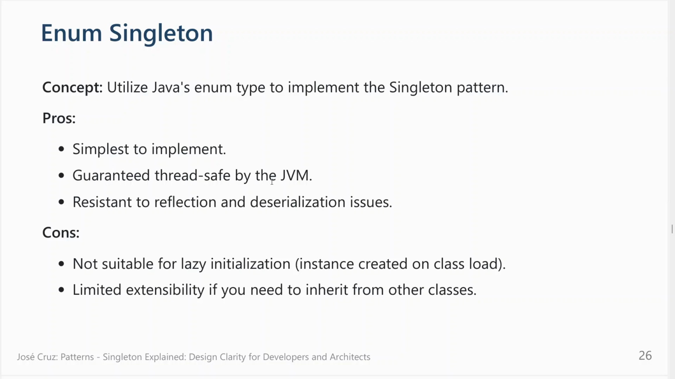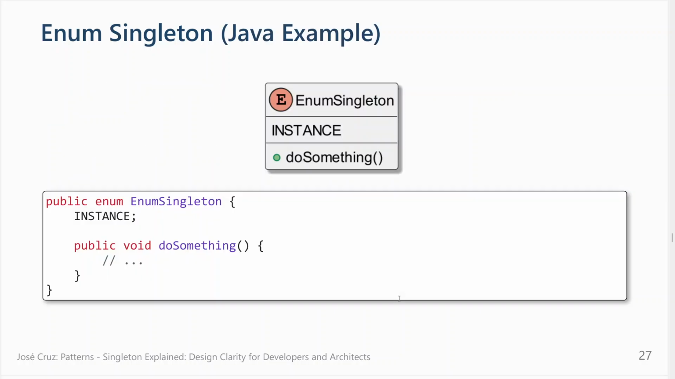It's guaranteed thread safe by the Java Virtual Machine because it's the native implementation of the enum, and the enum by default is already a singleton. Okay, and it's resistant to reflection and serialization issues. Of course, it's not suitable for lazy initialization because that's not the definition of enum in Java, and it has limited extensibility if you need to inherit from other classes. But apart from that, it's a kind of perfect implementation of the singleton.